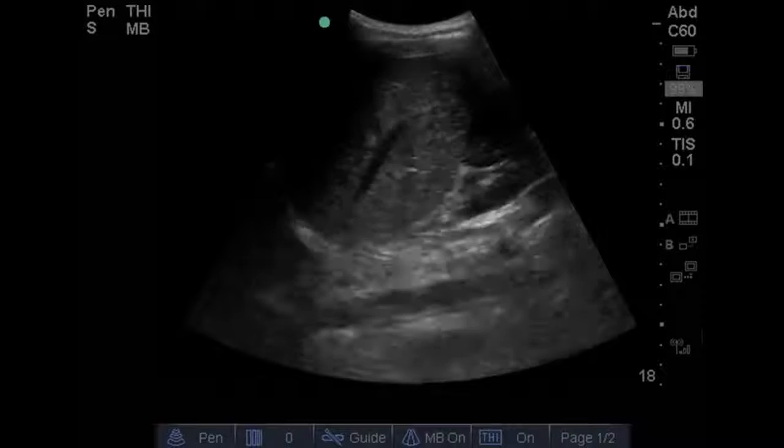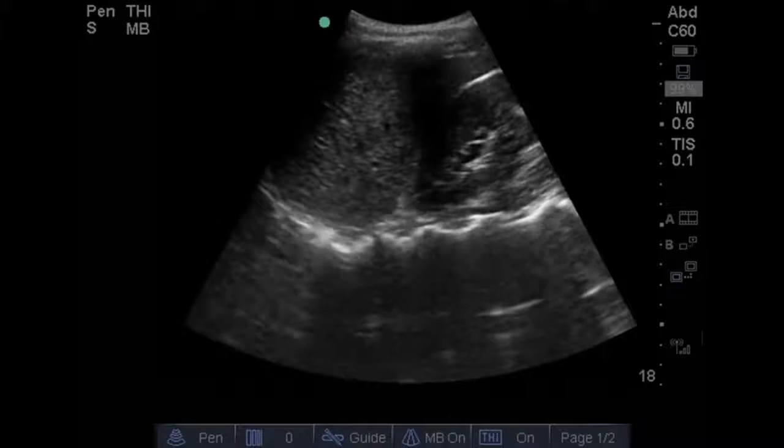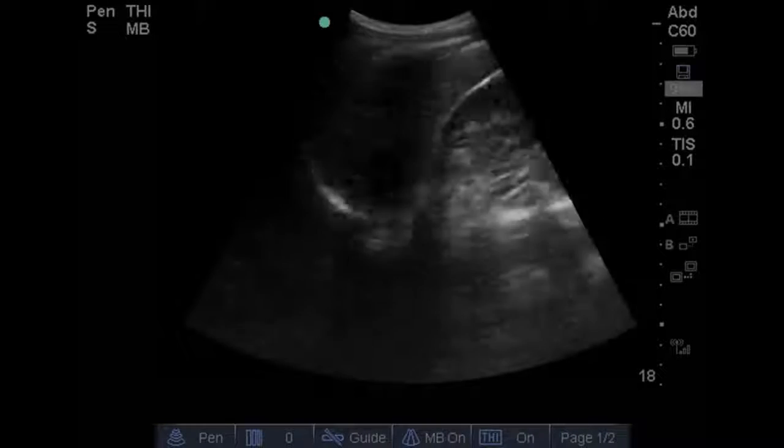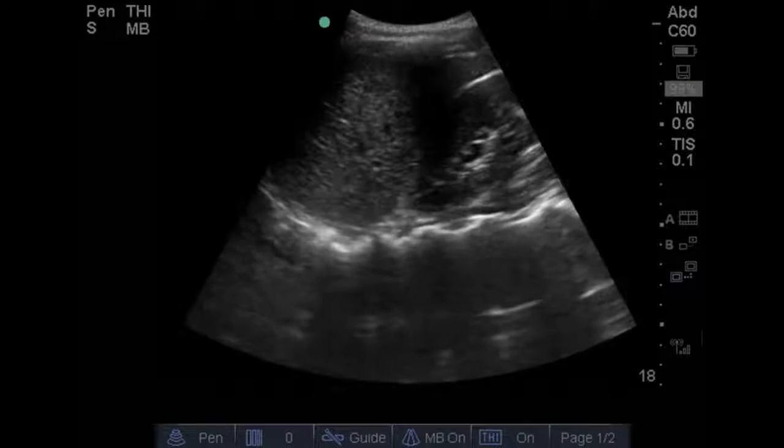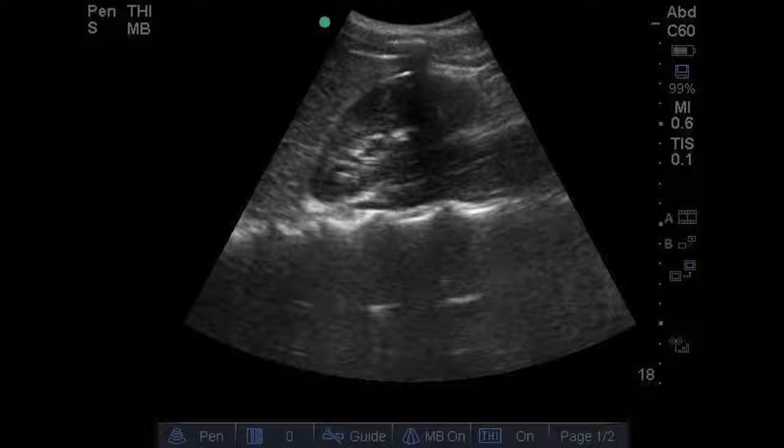And here, as we're scanning through, we're looking more at Morrison's pouch, seeing that hepatorenal interface a little more clearly. And you can see as we slide more inferior, we're getting a better view of that distal portion. Here we can see a lot more of that area, and we're also evaluating the inferior pole of the kidney, which is the paracolic gutter. When you see mention about imaging the paracolic gutter in the FAST exam, what they're really talking about as a hard landmark is the inferior pole of the kidney.